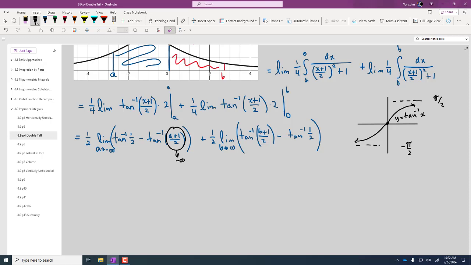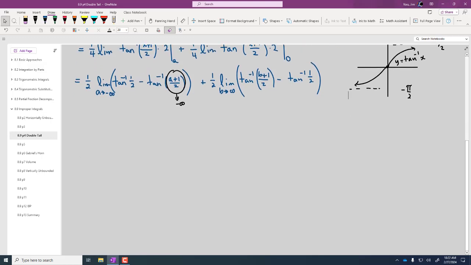So what is arctan of negative infinity essentially? Negative pi over 2. So as x is going towards negative infinity, arctangent is going towards this asymptote, which is at negative pi over 2. So that whole quantity is going to be negative pi over 2. So we'll have 1/2. How about the limit of the first term?